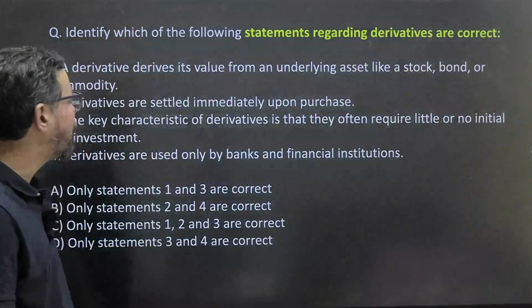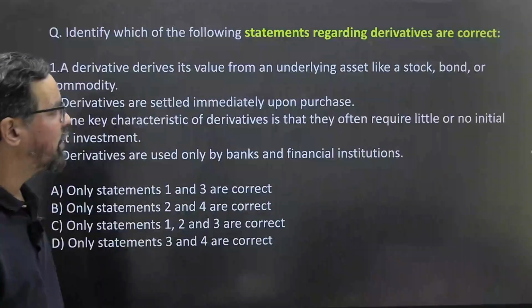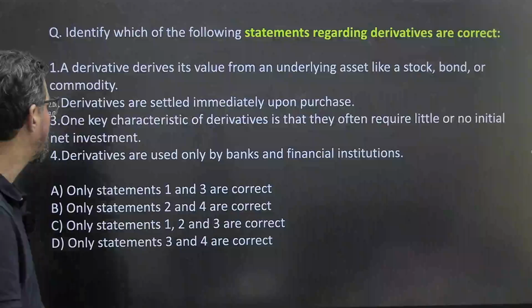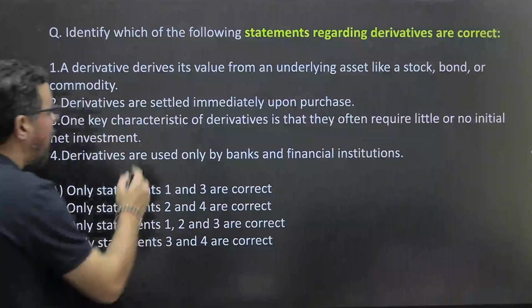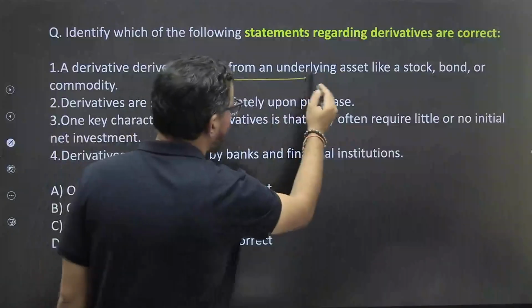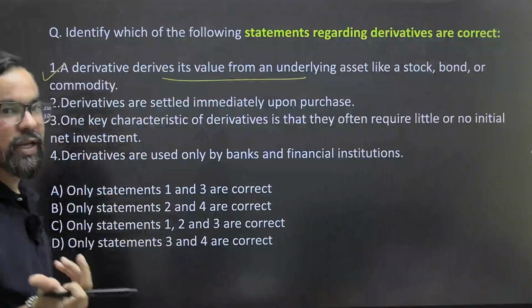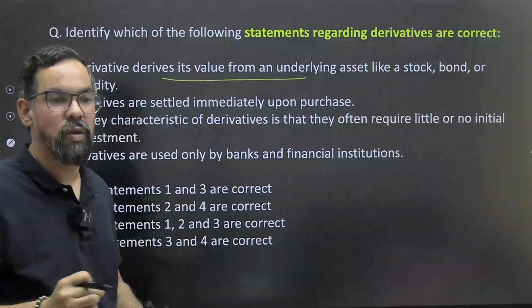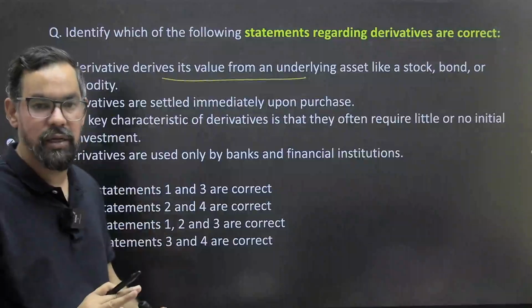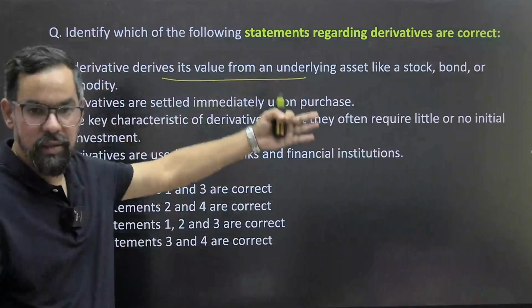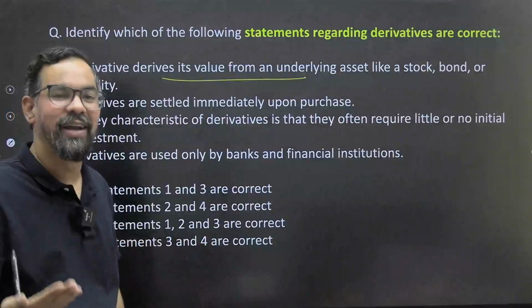Identify which of the following statements regarding derivatives are correct. First, a derivative whose value is derived from an underlying asset like stock, bonds, commodity. A derivative is a financial instrument whose value is derived from or dependent upon an underlying asset. The underlying asset could be this. I hope you have gone through this definition many times.